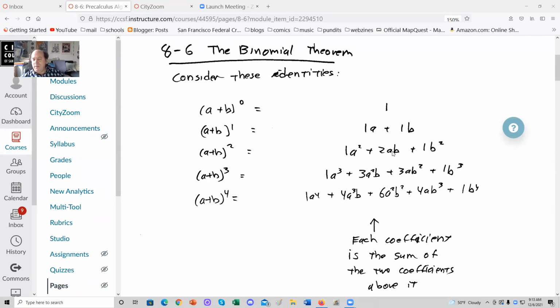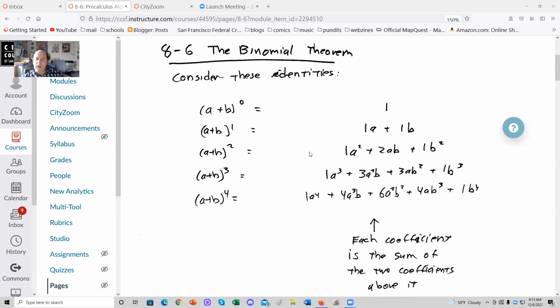What's not quite as obvious are the coefficients: 1, 1, 1, 1, 2, 1, 1, 3, 3, 1, 1, 4, 6, 4, 1. How? Well, it's simple enough. Each coefficient is a sum of the two above. That's because when you multiply by a plus b, there's a term from here you multiply by b, and a term from here you multiply by a to get an a squared b. So 1 plus 2 makes 3.